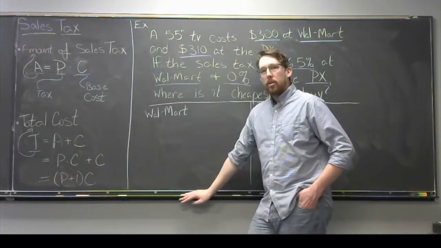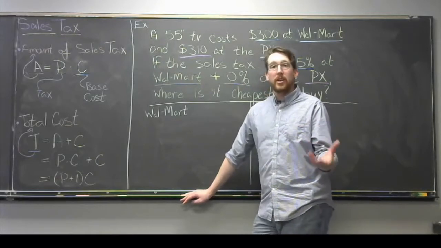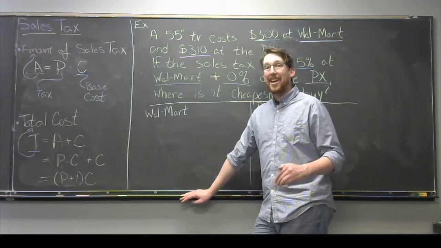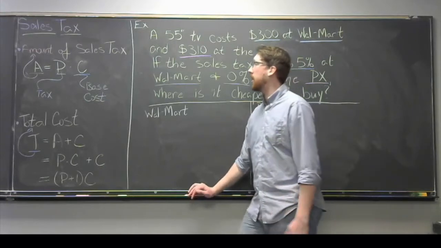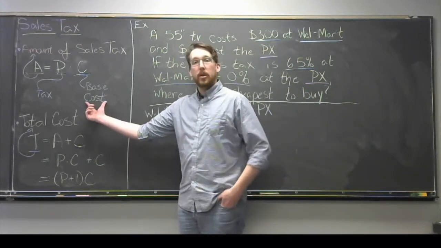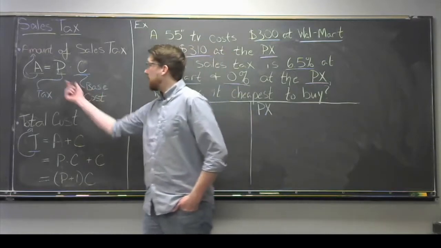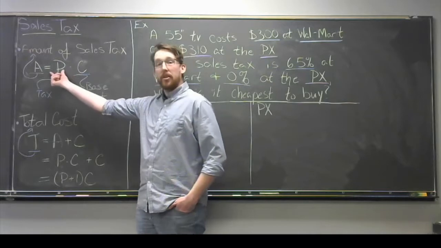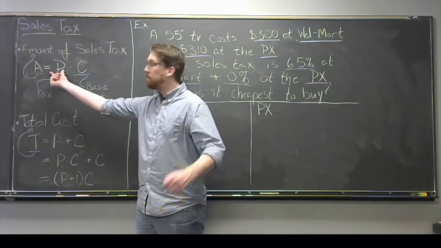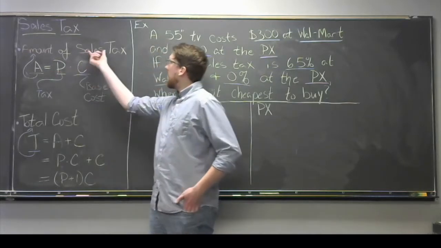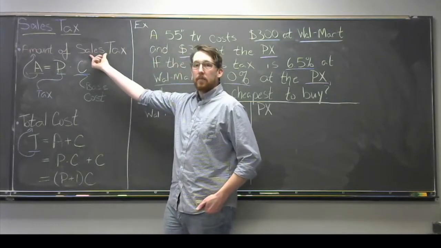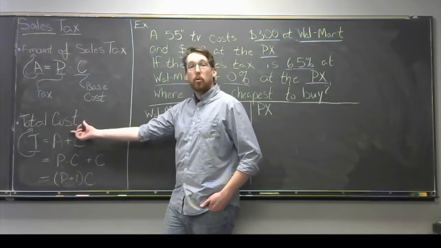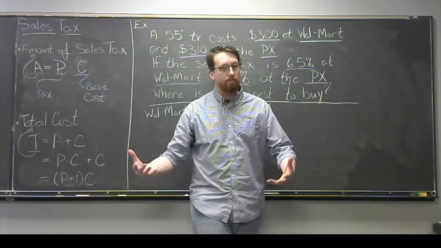Now, the sales tax is given to us as a percentage. So we have to take that percentage, turn it into a decimal, and then multiply the base cost. Once we multiply the base cost by the sales tax as a decimal, we have the amount of sales tax, and then we can add that back into the base cost to find out what the total cost of that item is.